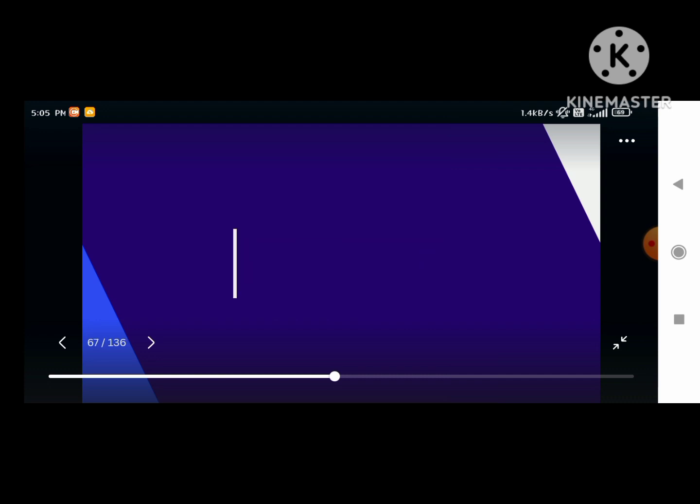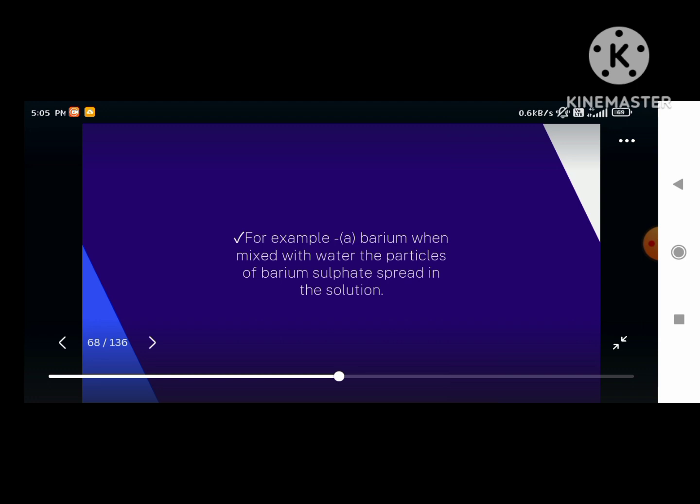Suspension. A suspension is a heterogeneous mixture in which solids are dispersed in liquids. Barium sulfate, when mixed with water, the particles of barium sulfate separate in the solution. Another example is mud and water.